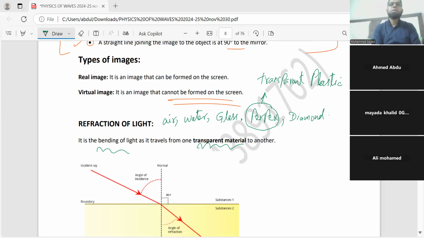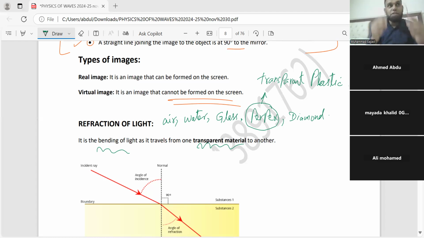Like sound, its speed changes. In solids it is moving at a speed of 5000 meters per second. I'm talking about sound. In liquids it is moving at a speed of 1500 meters per second. And in gases, the speed of sound is from 300 meters per second to 350 meters per second. So similarly, when light is traveling through different materials, it also suffers a difference in speed. And this difference in speed of light in different mediums is causing the refraction of light.